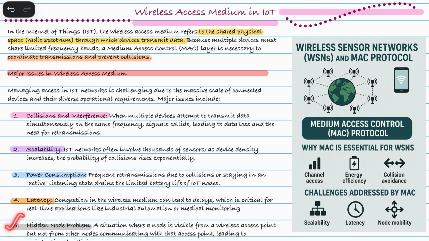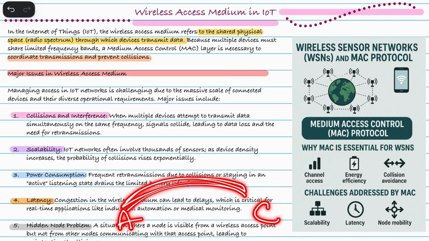And then there is the hidden node problem. So you need to understand this thing. This is a classic question as well. What is the hidden node problem? So imagine a central access point. Let's call it node B, right? So node A can see node B, alright, and node C can see node B. So it is the middle one. However, node A cannot see node C because they are too far away from each other.